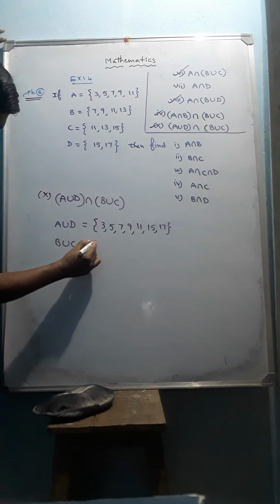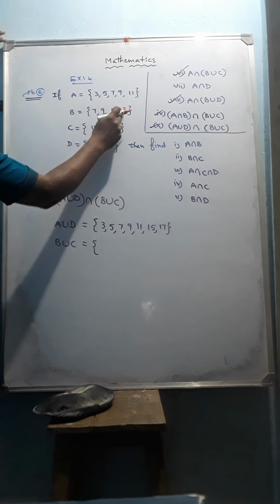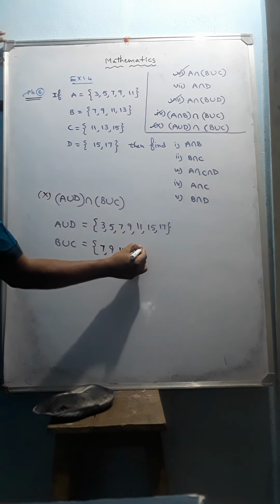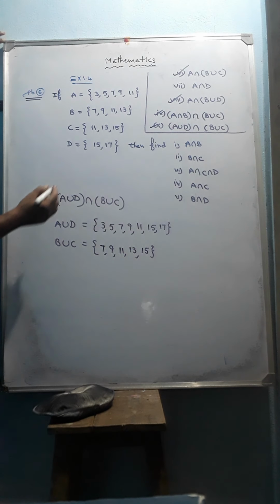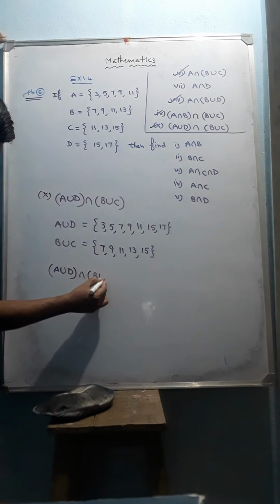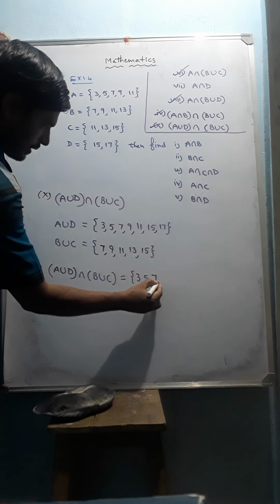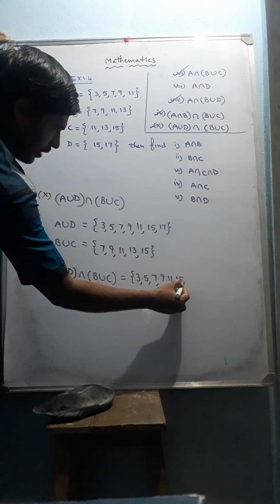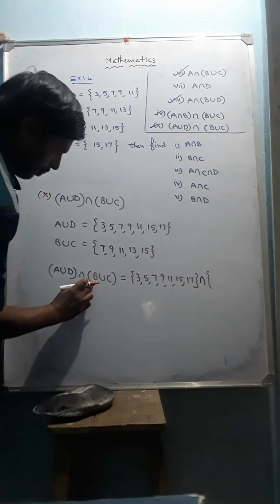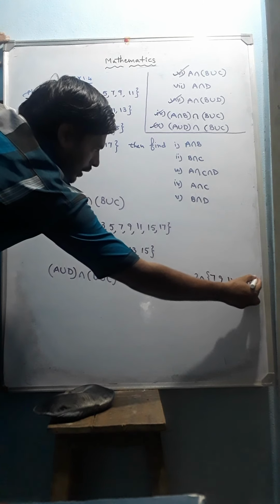Next, B union C, the combination elements of B comma C sets. So B comma C sets. So 7, 9, 11, 13, 15. Next, write the problem. So A union D intersection B union C, that is equal to. So set of 3, 5, 7, 9, 11, 15, 17. That is A union D. Next, intersection symbol. Next, B union C is 7, 9, 11, 13, 15.